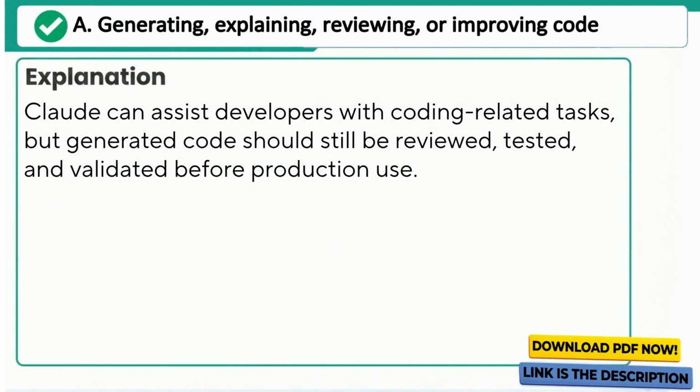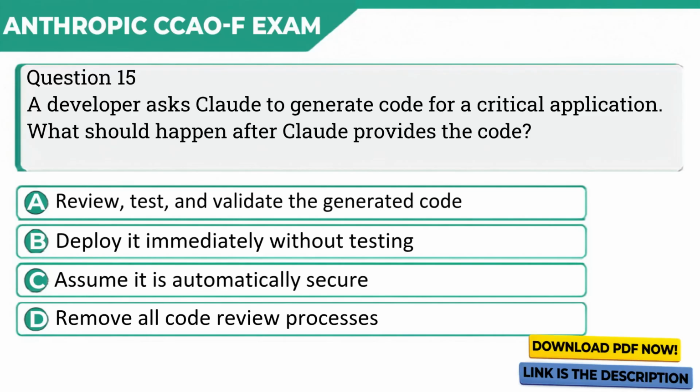Correct answer: A. Generating, explaining, reviewing, or improving code. Explanation. Claude can assist developers with coding-related tasks, but generated code should still be reviewed, tested, and validated before production use. Question 15. A developer asks Claude to generate code for a critical application. What should happen after Claude provides the code? A. Review, test, and validate the generated code.